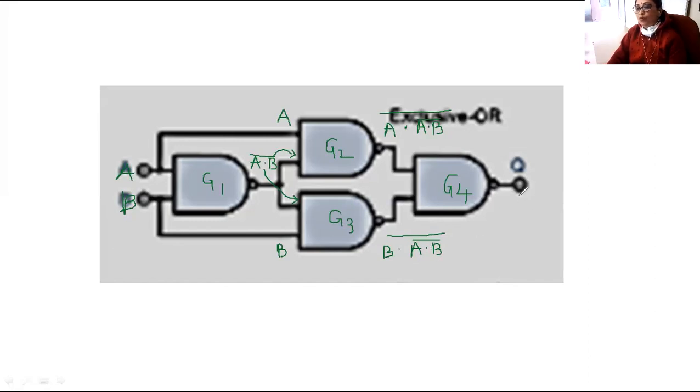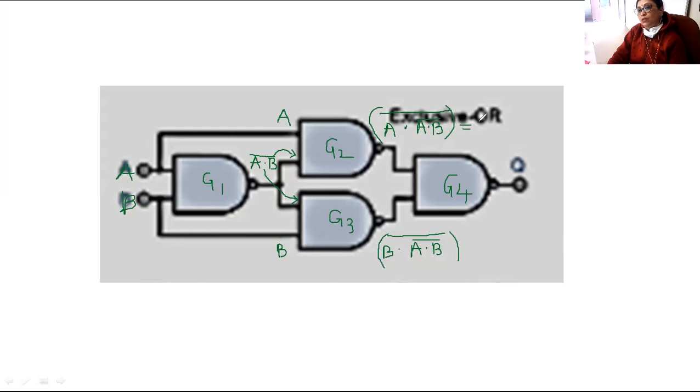Now what will be the output of G4 then? What will be the output of G4? It will be this quantity multiplied by this quantity and its whole bar. Okay? हे एवढं कळलं का तुम्हाला?